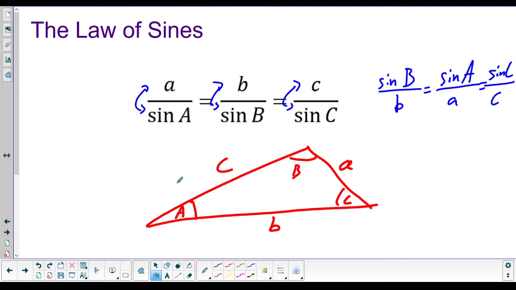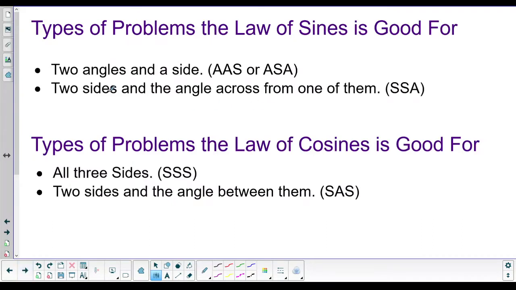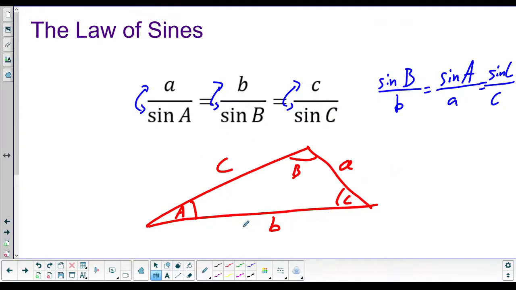Cool. So let's go ahead and use this thing. All right, cool. Before we use it, though, let me tell you what this thing is good for. So here are the types of problems you're going to want to use the law of sines for. And the observant among you may ask, is there a law of cosines? There is a law of cosines. That's tomorrow. So the law of sines is not good for just every single oblique triangle in the world.